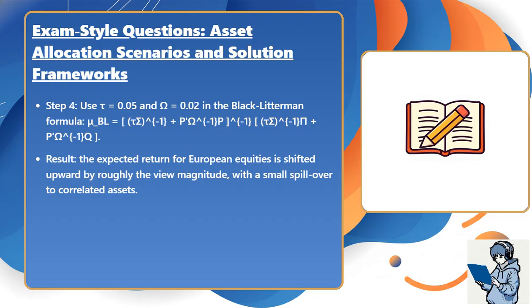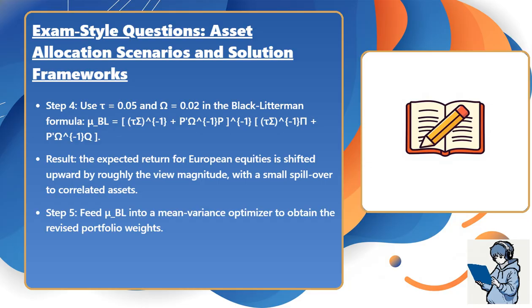Result: the expected return for European equities is shifted upward by roughly the view magnitude, with a small spillover to correlated assets. Step 5. Feed mu_BL into a mean-variance optimizer to obtain the revised portfolio weights.